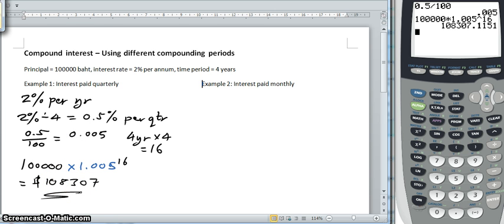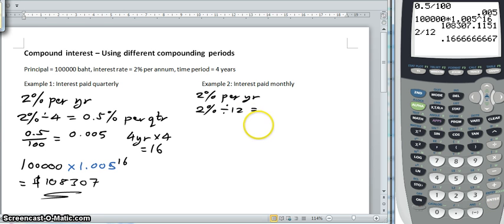The second example is 2% per year, still 2% per annum. But now that is going to be paid monthly. So this time we're going to get 2% divided by 12. Well, 2 divided by 12 is one of the not very nice fractions. It's one of those that goes on forever and ever. So this is 0.1666666, and that will be a percentage per month.